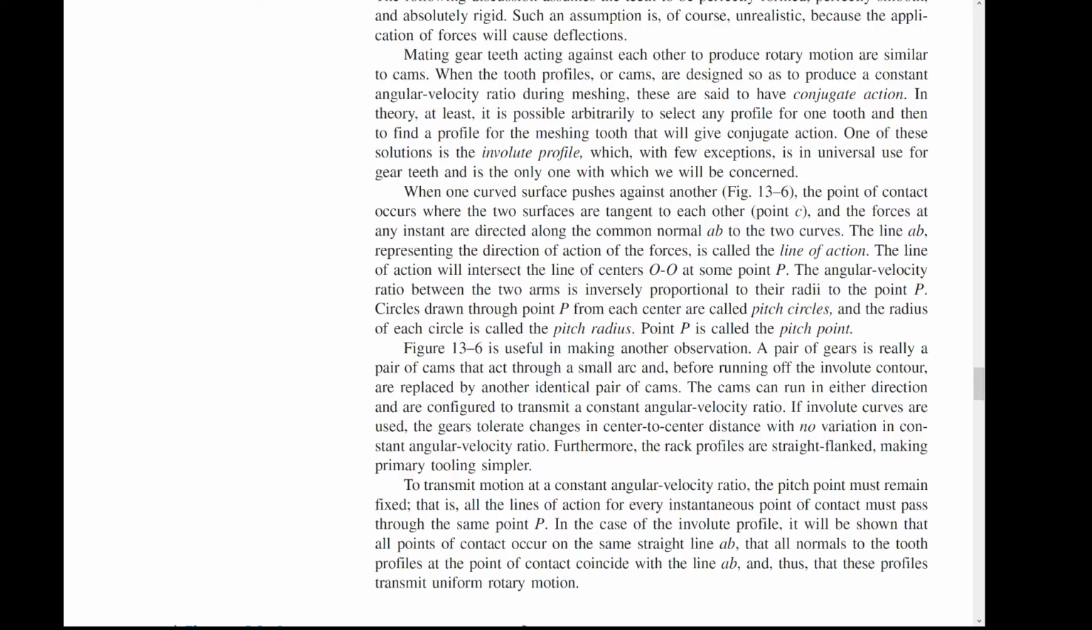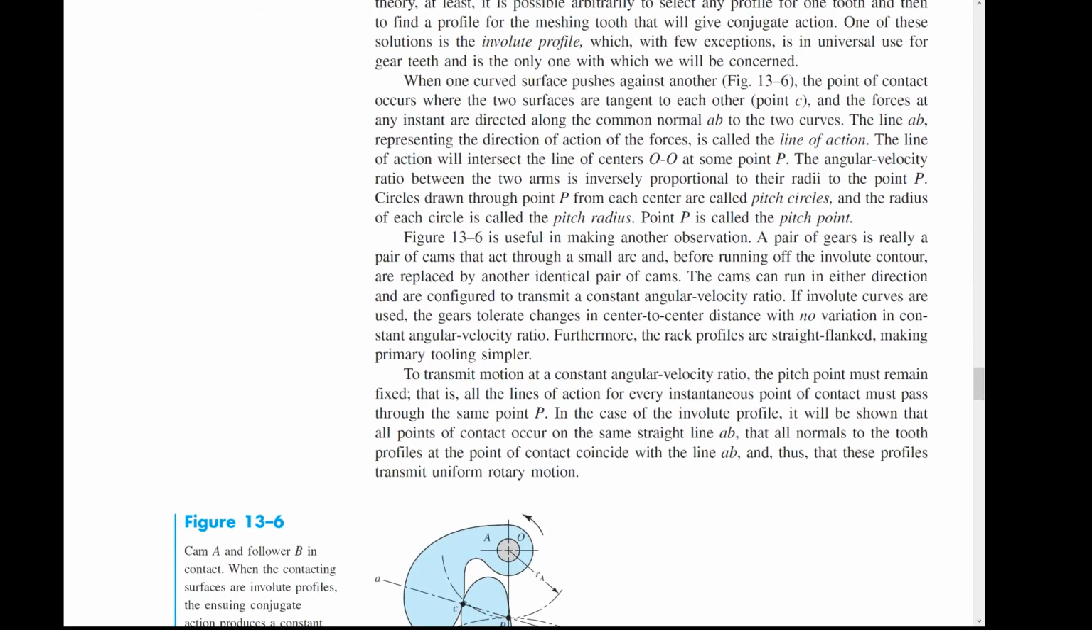If involute curves are used, the gears tolerate changes in center-to-center distance with no variation in constant angular velocity ratio. Furthermore, the rack profiles are straight-flanked, making primary toothing simpler. To transmit motion at a constant angular velocity ratio, the pitch point must remain fixed. That is, all the lines of action for every instantaneous point of contact must pass through the same point P.